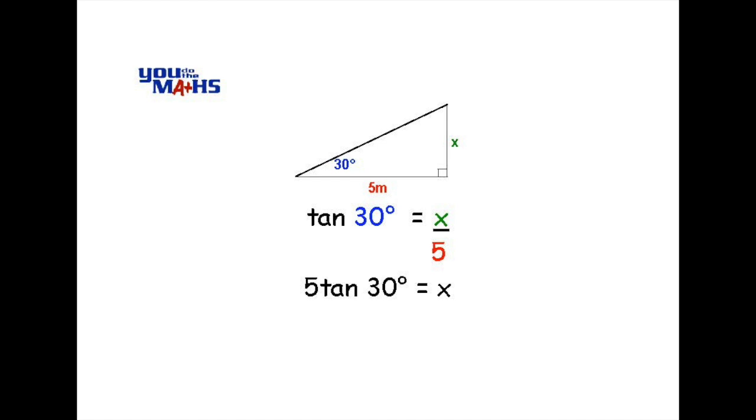Now when you go on your calculator and find 5 multiplied by tan 30, you should end up with the answer to 2 decimal places of 2.89. As with all answers, check the units. In this case, it's meters.